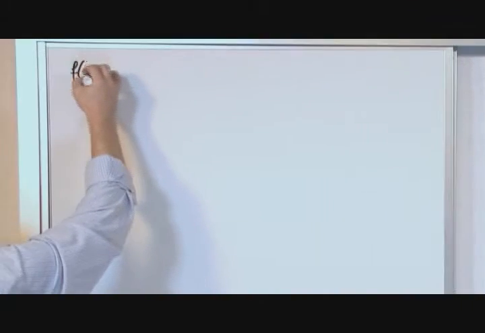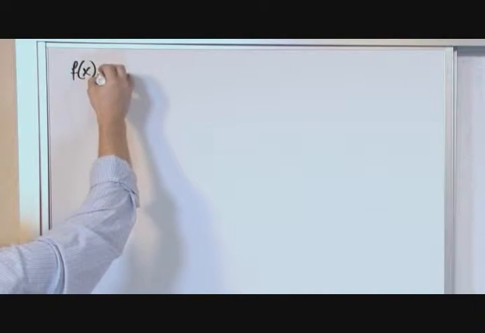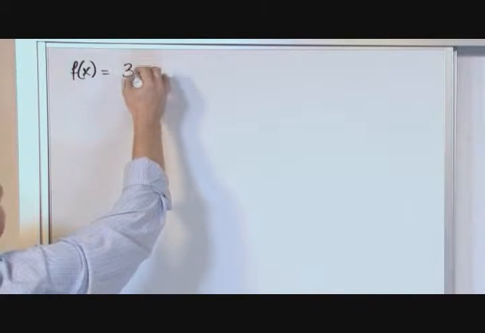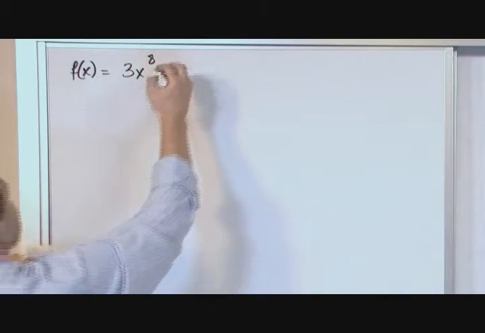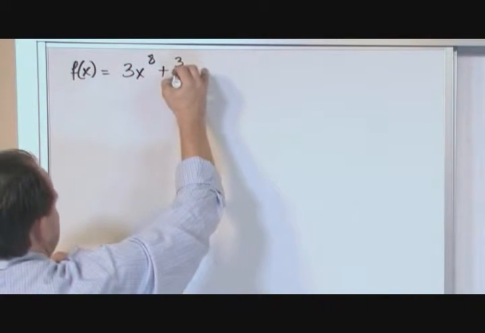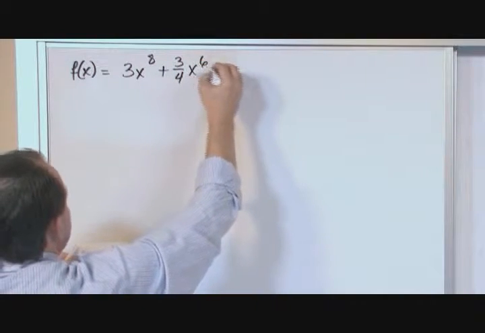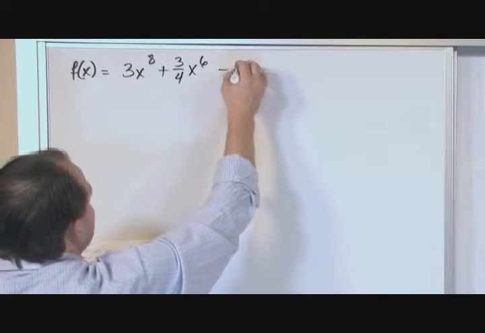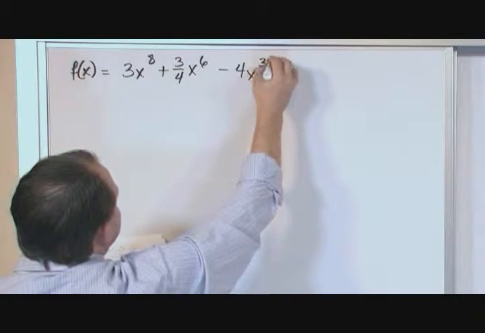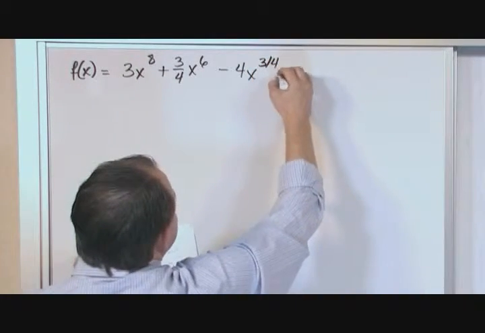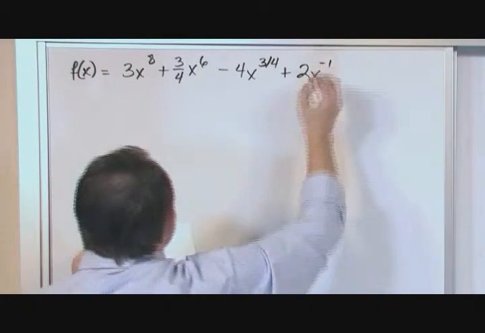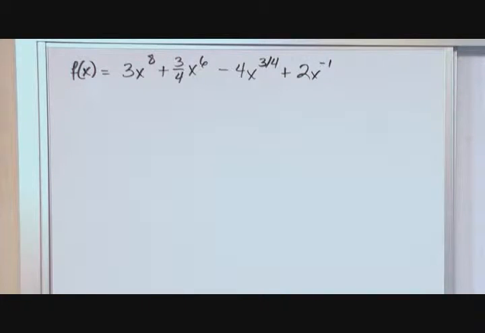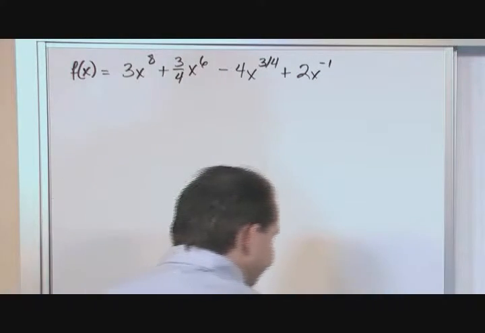Okay, our final problem is going to look a little easy, but you'll see it'll take a little bit of work. 3x to the 8th power plus 3/4 x to the 6th power minus 4x to the 3/4 power plus 2x to the negative 1 power. And what are we trying to find? We're trying to find the fourth derivative.